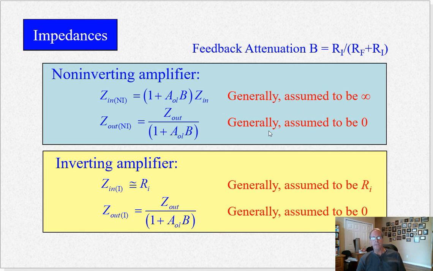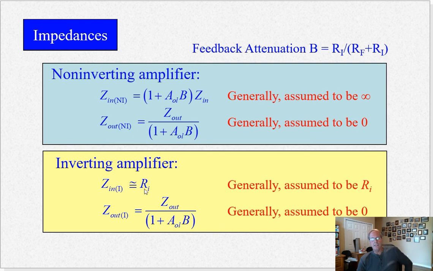Now the output impedance is actually lowered when you add feedback. So it's moving everything in the right direction when you add feedback to your op amp. You're increasing the input impedance and you're lowering the output impedance. And generally we assume it to be zero. That assumption works sometimes, sometimes not. And for the inverting amplifier, the input impedance is just the input resistor. And the output impedance is exactly the same as in the non-inverting case.